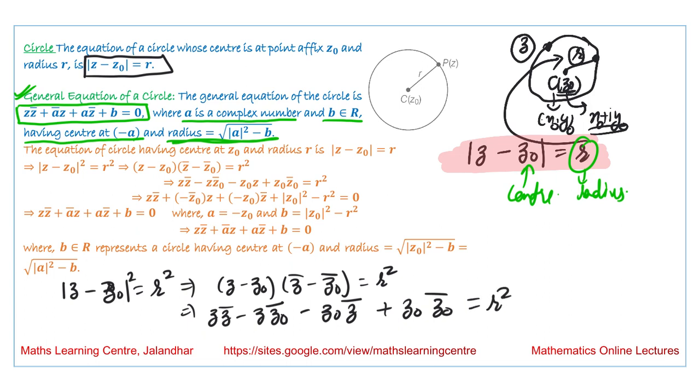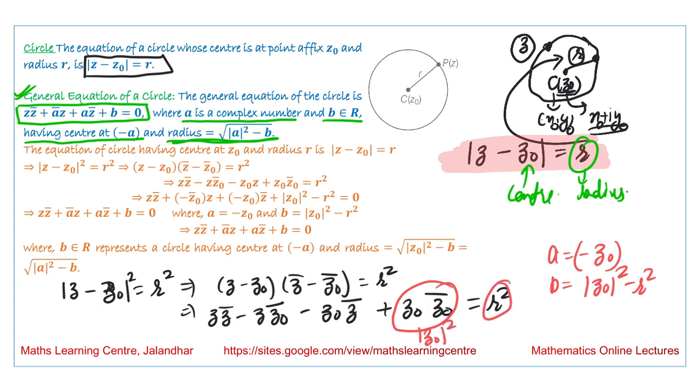In this equation, we substitute a equal to minus z naught, and b equal to mod of z naught square minus r square. This value is mod of z naught square, and if we shift this r square to this side, it becomes minus r square equal to 0. This whole value we write as b. This term is z into z bar. Then if we take minus z naught common, we write it in this form, plus a z. And with z naught bar over here, it is a bar z plus a z bar plus b equal to 0.